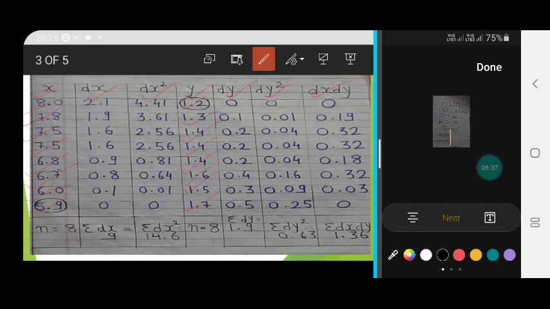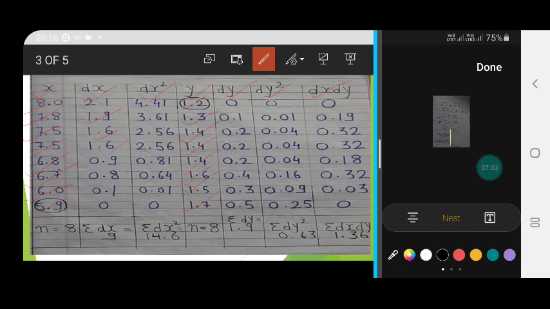Meanwhile, we will do the same with all the items. The second item is 7.8, so we do 7.8 minus 5.9 and get 1.9. The third item is 7.5, so 7.5 minus 5.9 gives 1.6. Then again we have 7.5, so we will do 7.5 minus 5.9 and again get 1.6.